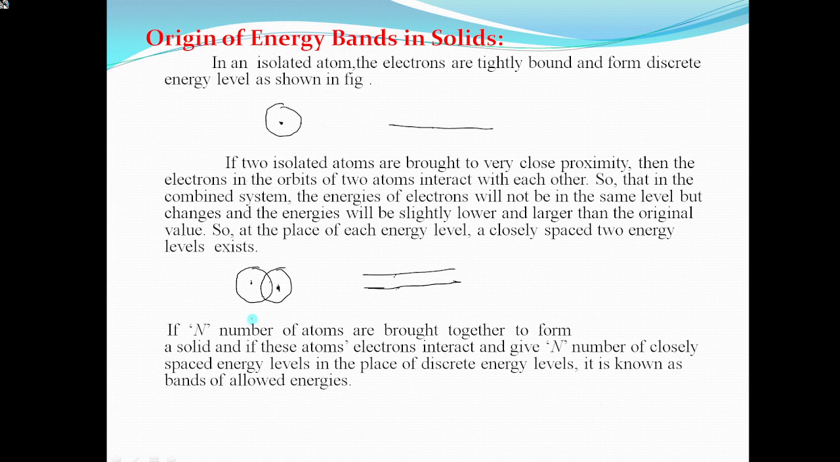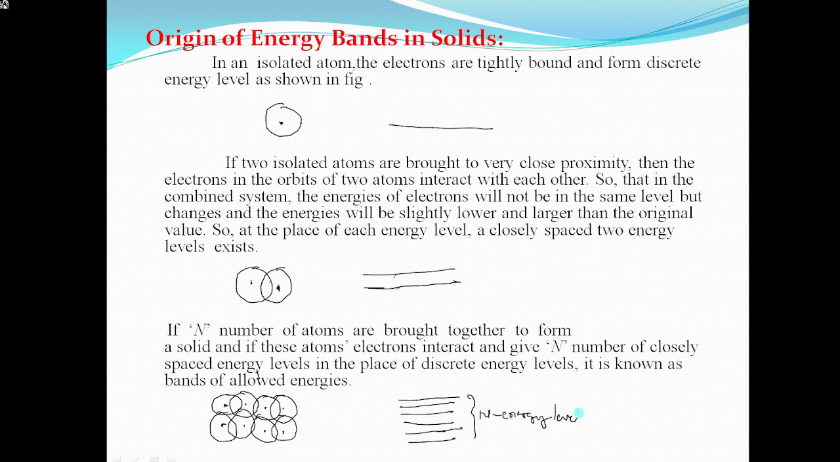Like this, if I consider n atoms, n atoms form how many energy levels? N energy levels, n discrete energy levels. If these atoms are brought close to each other, these energy levels also will be close to each other. So they form n energy levels.